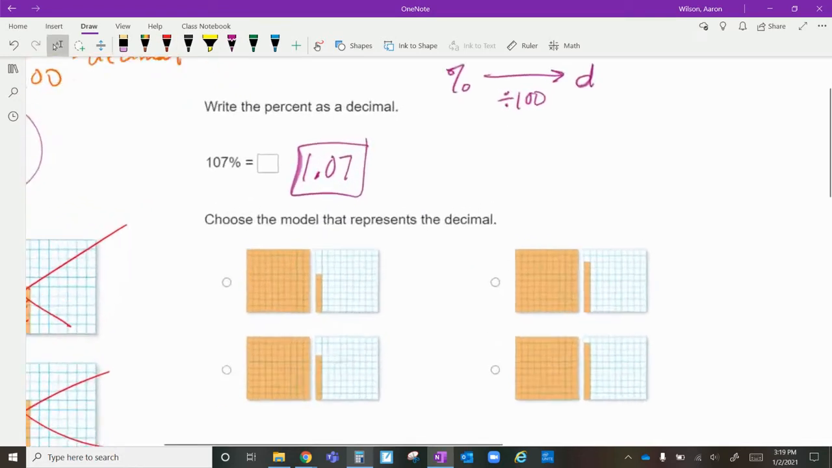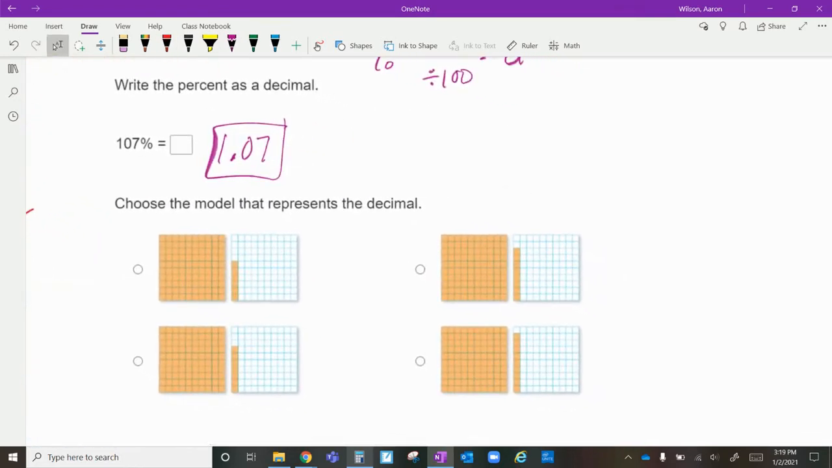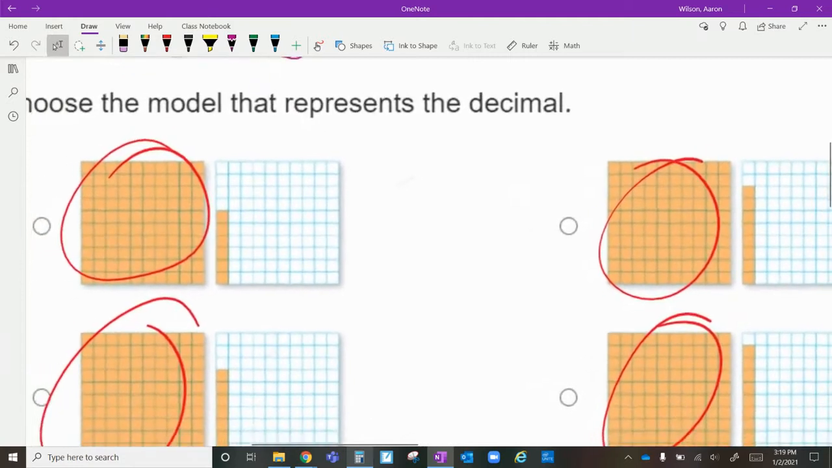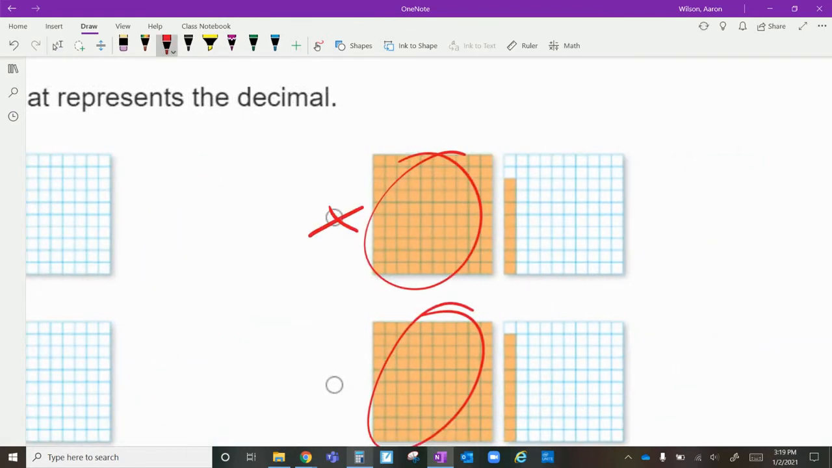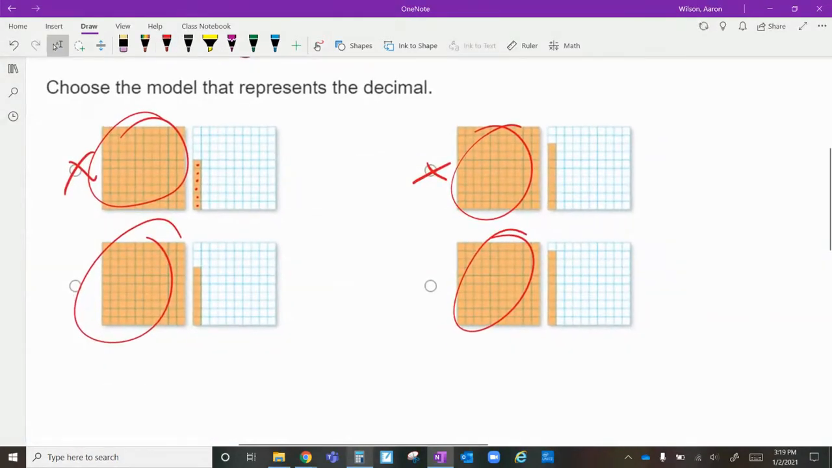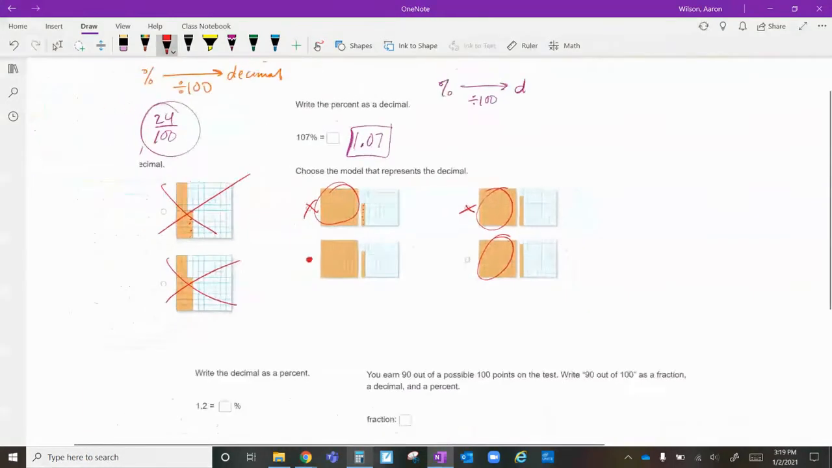And then over to the next one. Keep in mind, if it's 1 and 7 hundredths, that means you have one whole colored in. That's why all of these have one whole colored in. And notice there's 100 squares. Now we just need the one that has 7. Well, that one right there only has 6. 1, 2, 3, 4, 5, 6. So it's not that option. That one over there has 8. It's not that one. This one has 7. So it does happen to be this one. That is 1 and 7 hundredths.